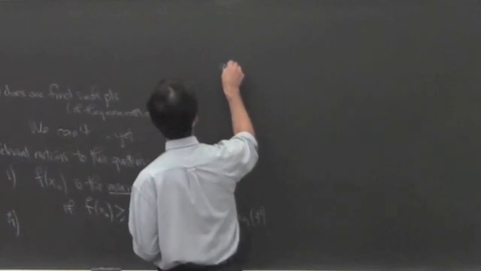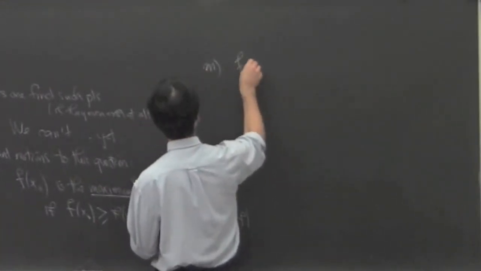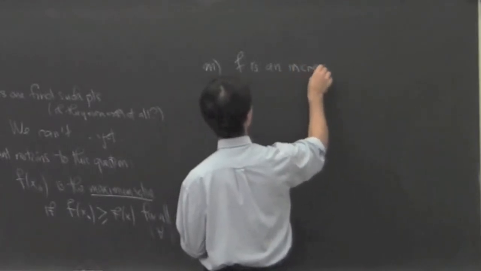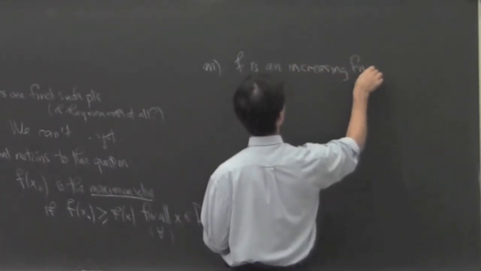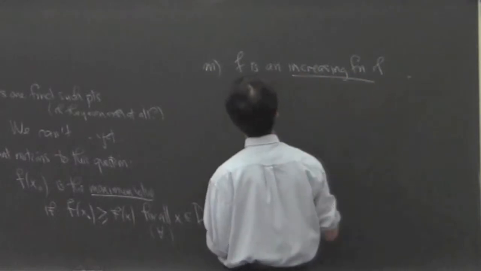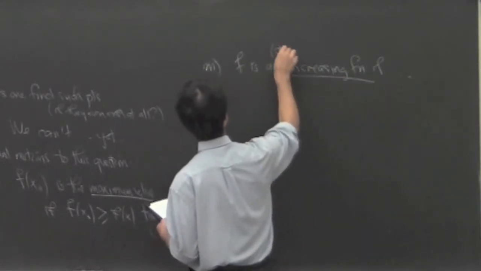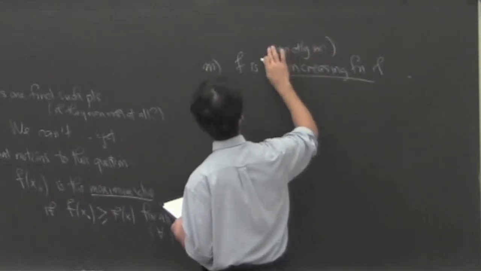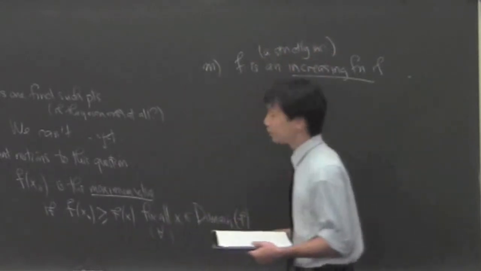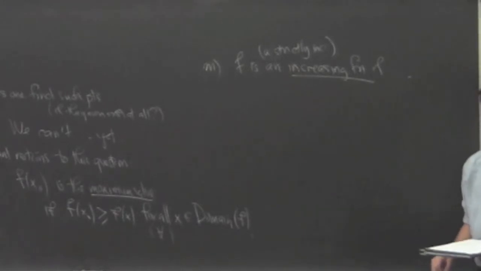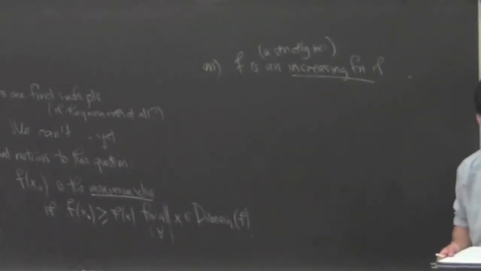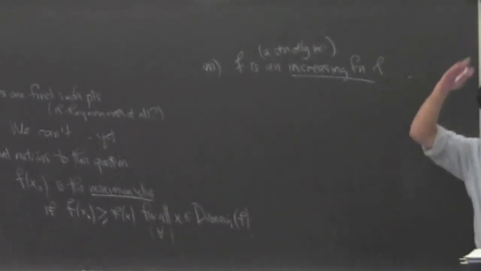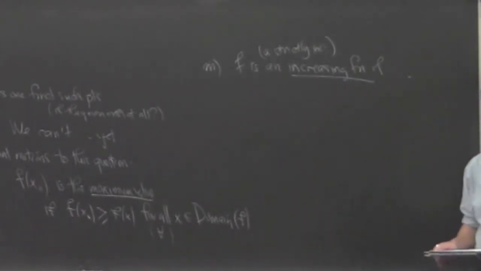Okay. Number 3. F is an increasing function, and usually one calls this a strictly increasing function. What should be the definition here? So let's translate this notion. You know what it means, it goes up. So what should that mean? How do you express that mathematically?